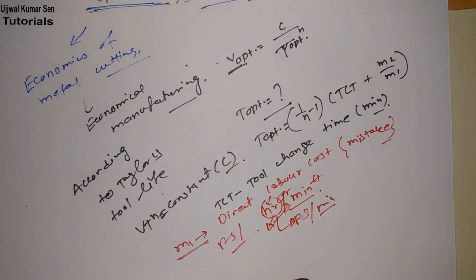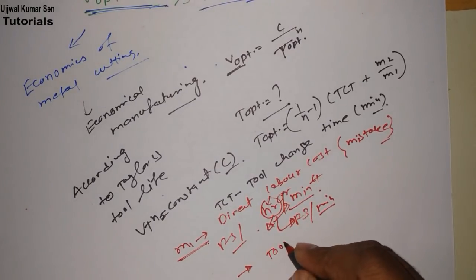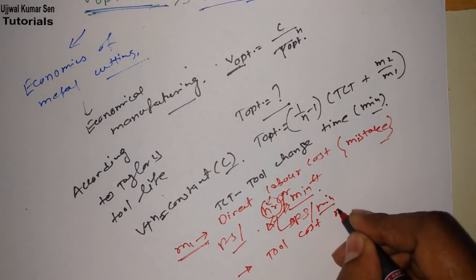Now let's move to M2. What is M2? It's tool cost per regrind including depreciation. So tool cost per regrind.